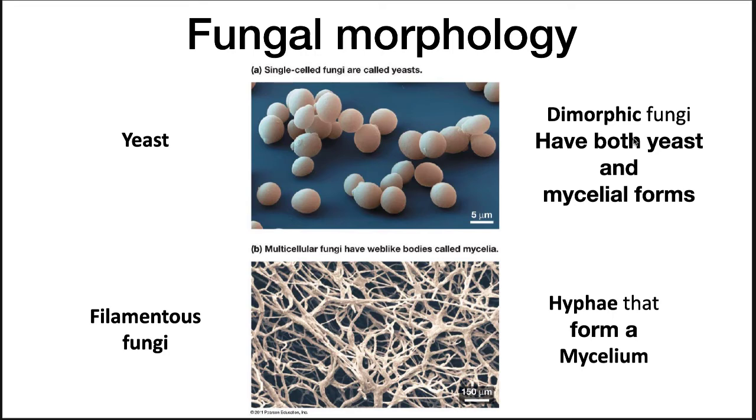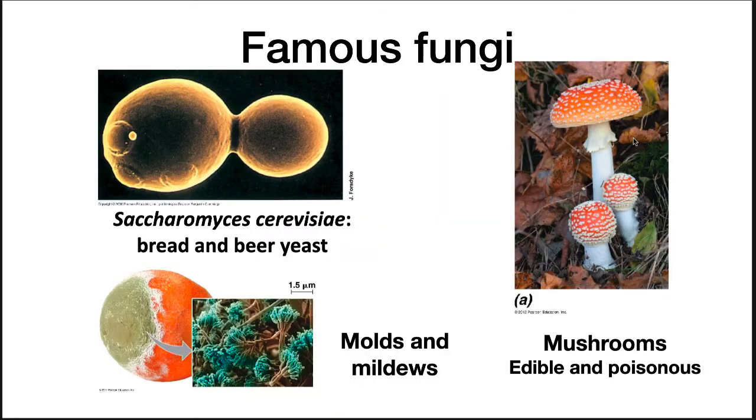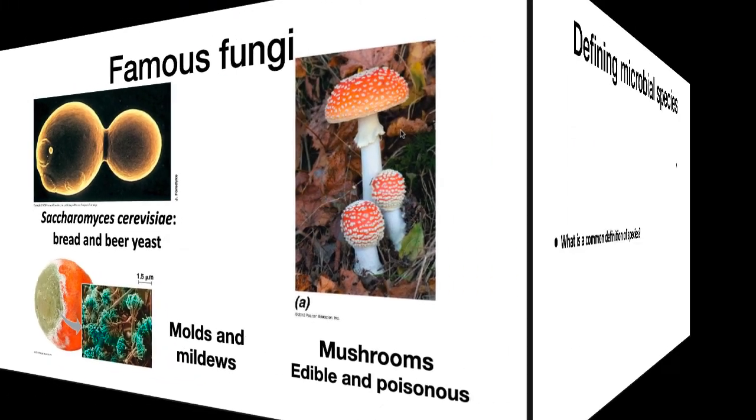One is a yeast morphology that is unicellular, forming oval-shaped cells. The other is filamentous, that forms long tubes. There are many famous fungi. Saccharomyces cerevisiae is important in beer and bread formation. Molds and mildews spoil lots of produce and other things. Mushrooms can be edible or poisonous. If you do pick wild mushrooms, make sure you know the difference.